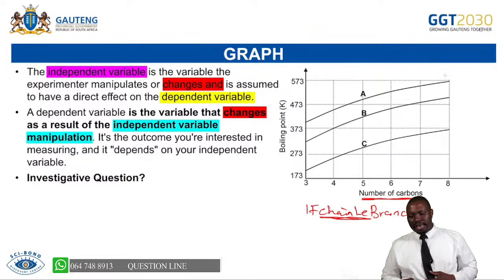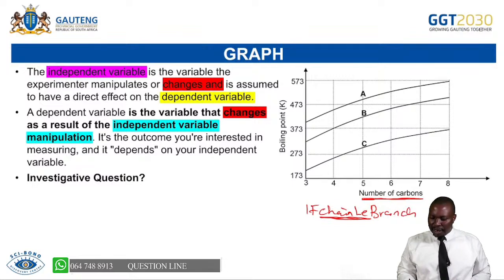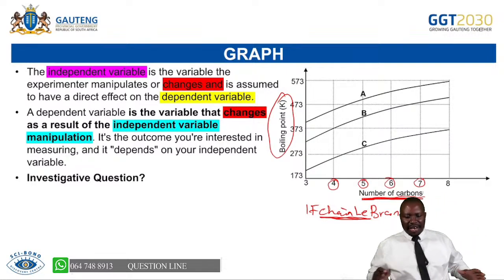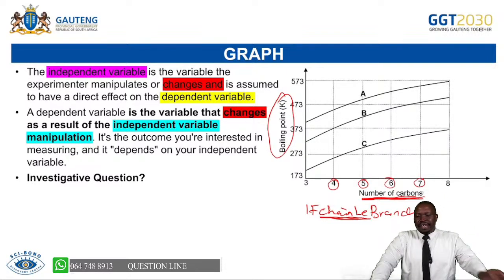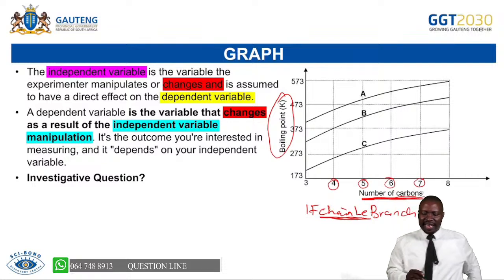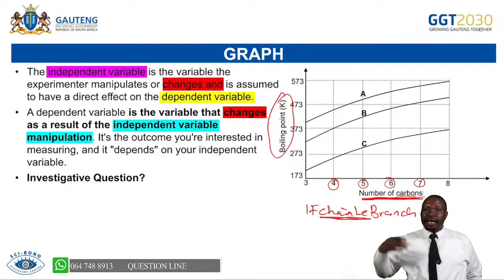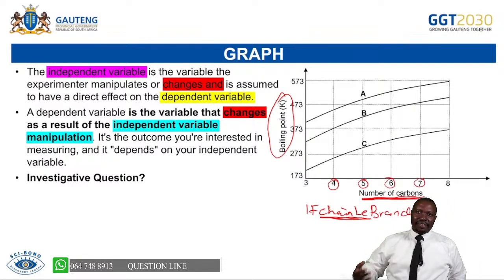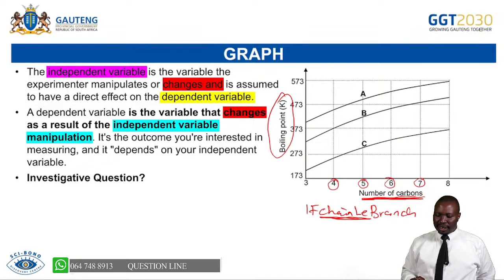So you can see there that the boiling point is a dependent variable. It depends on the number of carbons. When we have 4 carbons there, we have a lower boiling point. But when we have 5 carbons, the boiling point is higher. When we have 6, even much higher. 7, 8, even very much higher. So you can see that we have the highest boiling point when we have the longest chain length. As the chain length increases, the boiling point increases. So you are able to see that the question will be in a graph form.